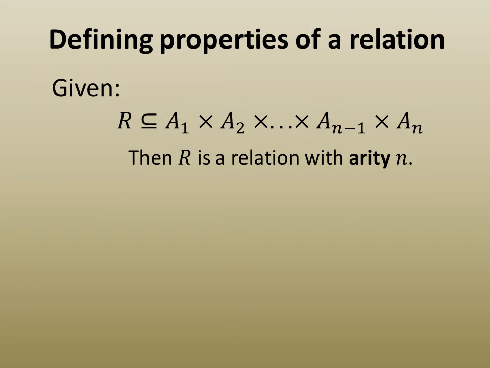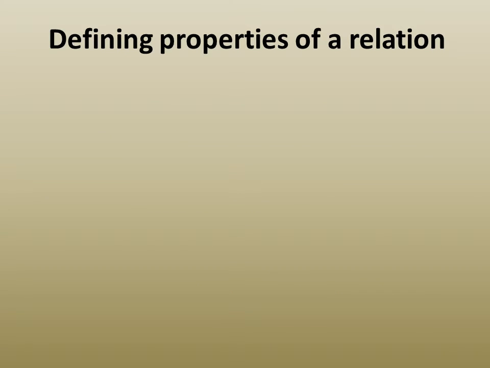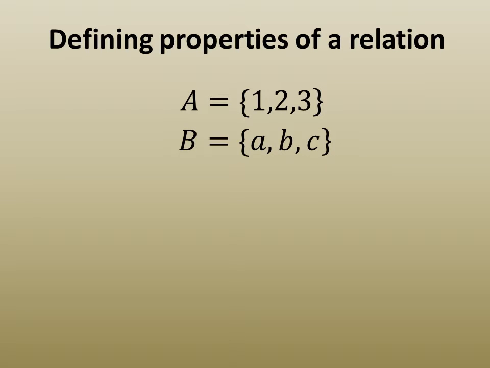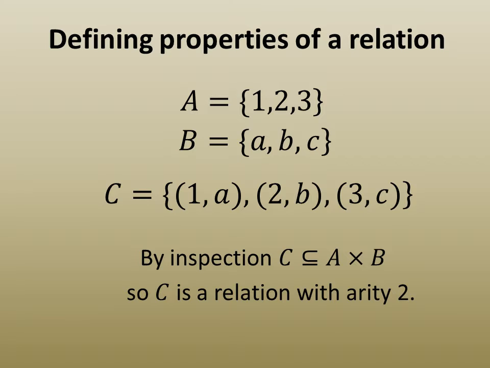Given a Cartesian product with n factors, a subset of this is said to be a relation with arity n. If the n factors are identical, being the set X, say, then we would call the Cartesian product the nth Cartesian power of X, and we would call the relation an n-ary relation on X. For example, let A and B be these sets, and let C be this set of ordered pairs. We see by inspection that C is a subset of A cross B, so C is a relation with arity 2.